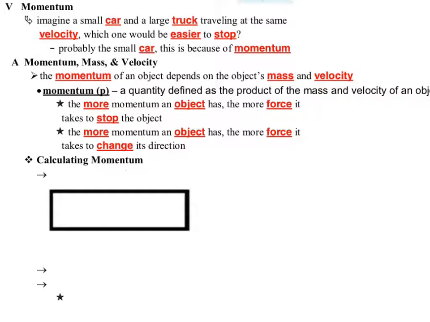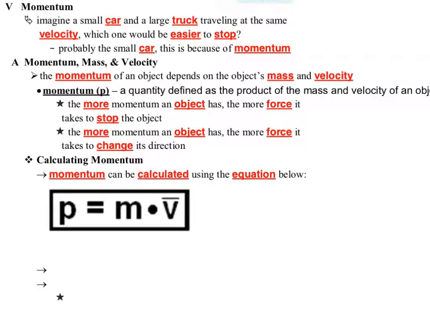So there is an equation that we can use to calculate momentum. So what is the equation? Well, the equation is P equals m times v bar, which is momentum is equal to mass times velocity. P is momentum again, m is mass, and v bar is velocity.